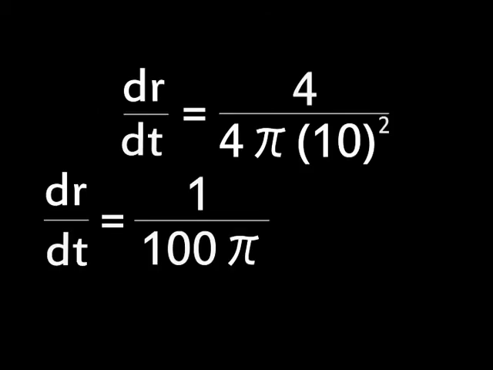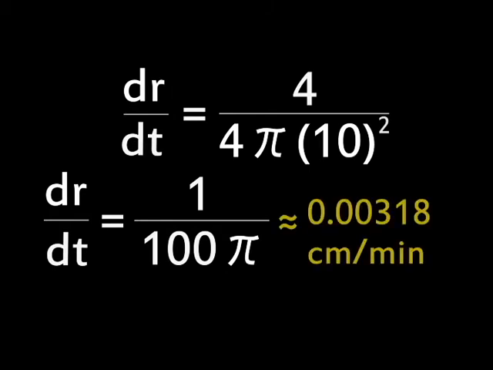We're going to have the derivative of R with respect to time is equal to 4 over 4 pi multiplied to 10 squared. Thus, this means that at the time when the radius is equal to 10 centimeters, the radius is increasing at the rate of 0.00318 centimeters per minute.